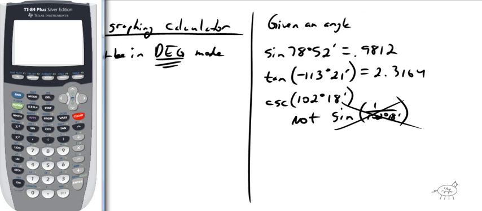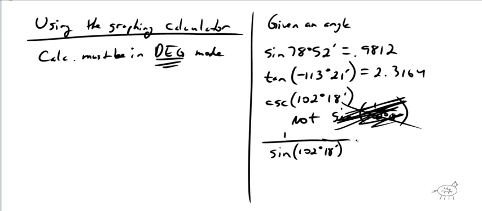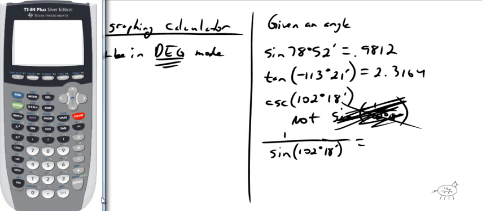Let's go back to the problem here. What you're going to type in is 1 over the sine of 102 degrees 18 minutes. That's how you do this problem. Don't do the other way. So it's 1 over sine of that. Let's type that in our calculator: 1 divided by the sine of 102 degrees 18 minutes.